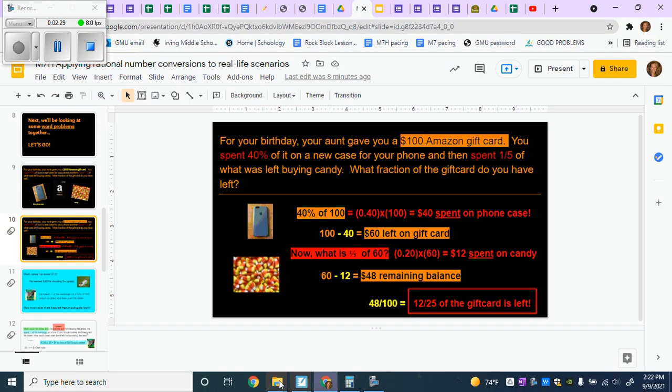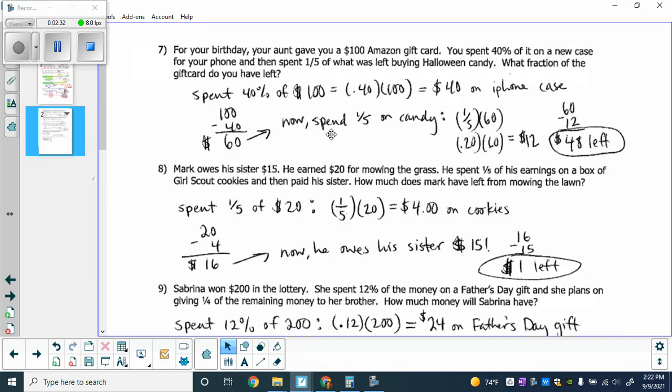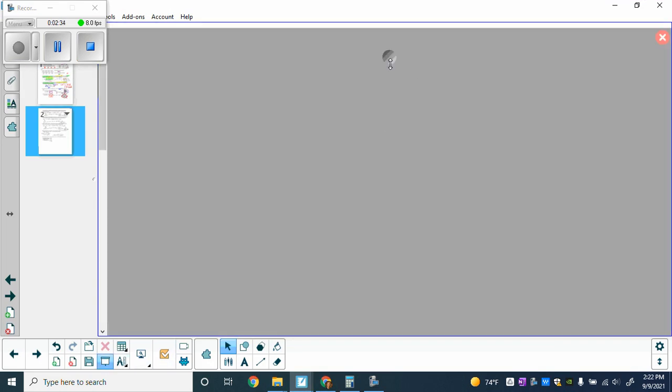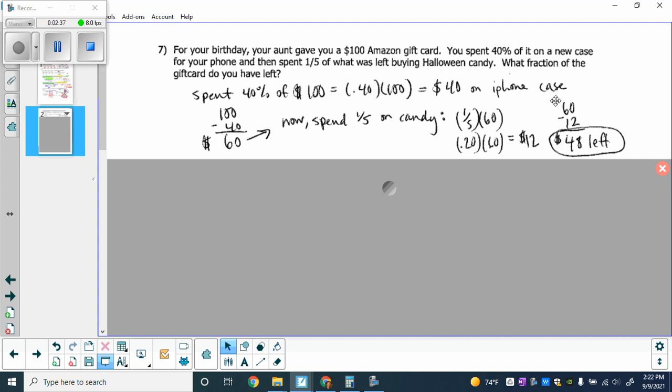Now, just to make sure we're okay, I want to show you guys here what that looks like, and let me cover up my other problems. There we go. So you see how I took the notes? We spent 40% of the 100, so 0.40 times 100 was 40 on the iPhone case. I subtracted that to see I have $60 left over. So now I spent a fifth on candy. So a fifth of 60, or 20% of 60, is $12 on candy. So 60 minus the 12 means we have $48 left. And we just did 48 over 100. And so the final answer here for this one reduced, it was 12/25 left over on the card.